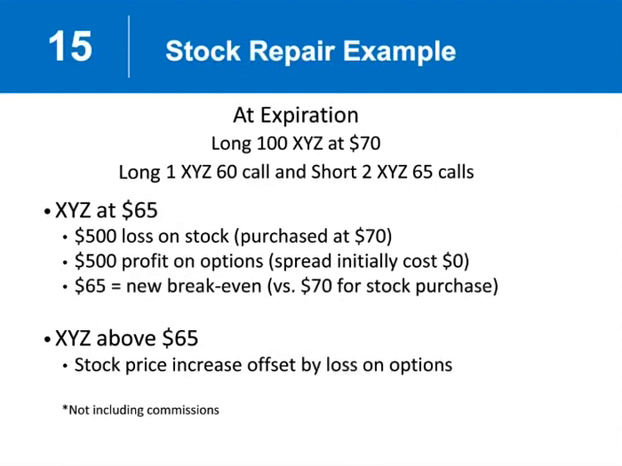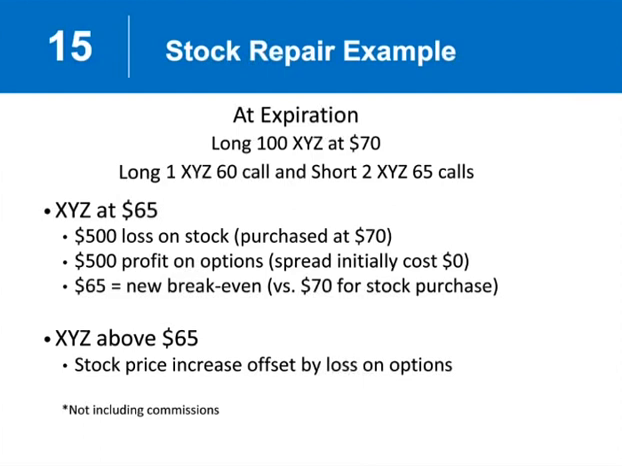At 65, and as the presentation outline suggested at the end, I want to just touch on pin risk at expiration. With the stock at 65, we obviously have a $500 loss on the stock purchase at 70, but we've got a $500 profit on the option spread. The 60 calls are worth $5 with the stock at 65 at expiration. The 65s are worth nothing. And so that's going to be our new break even.